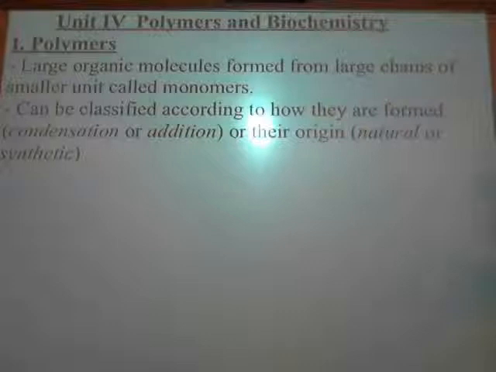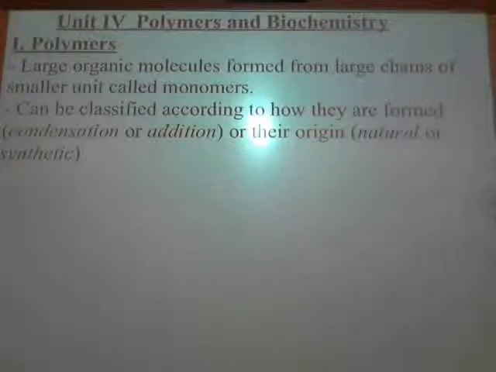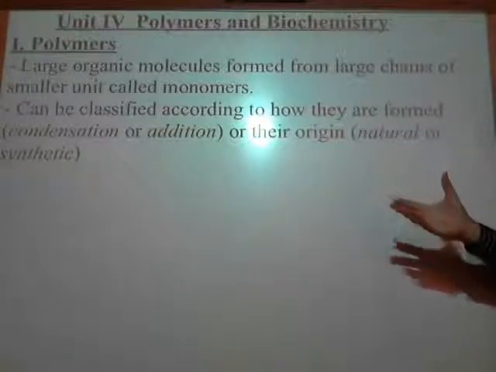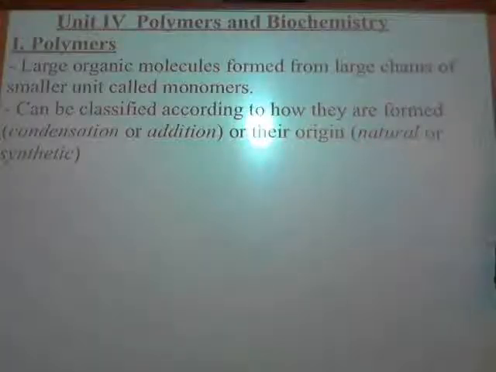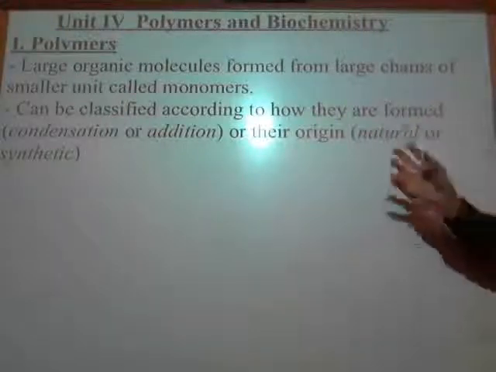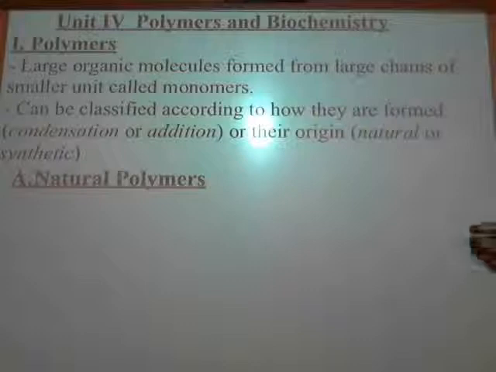All right, the same picture is going to be up here. And you don't have to actually draw them out. All right, I'm going to classify polymers in 2 ways, condensation or addition, or natural versus synthetic. And these 2 can overlap. I can have a condensation polymer that's natural, or I can have a condensation polymer that's man-made. And vice versa. Addition can be natural, addition can be man-made. So it's not like they're mutually exclusive. But there are 2 ways I can classify them, and I'm going to start with the natural. All right, let's start with natural polymers.